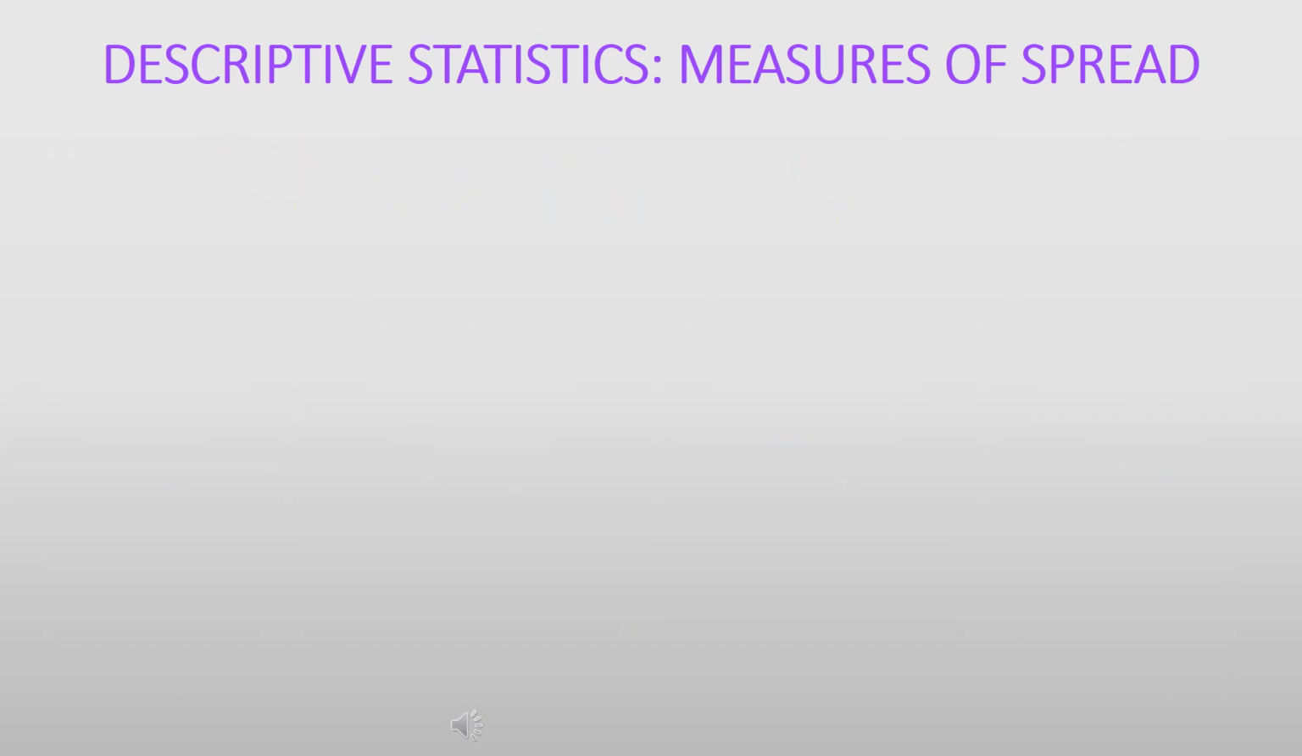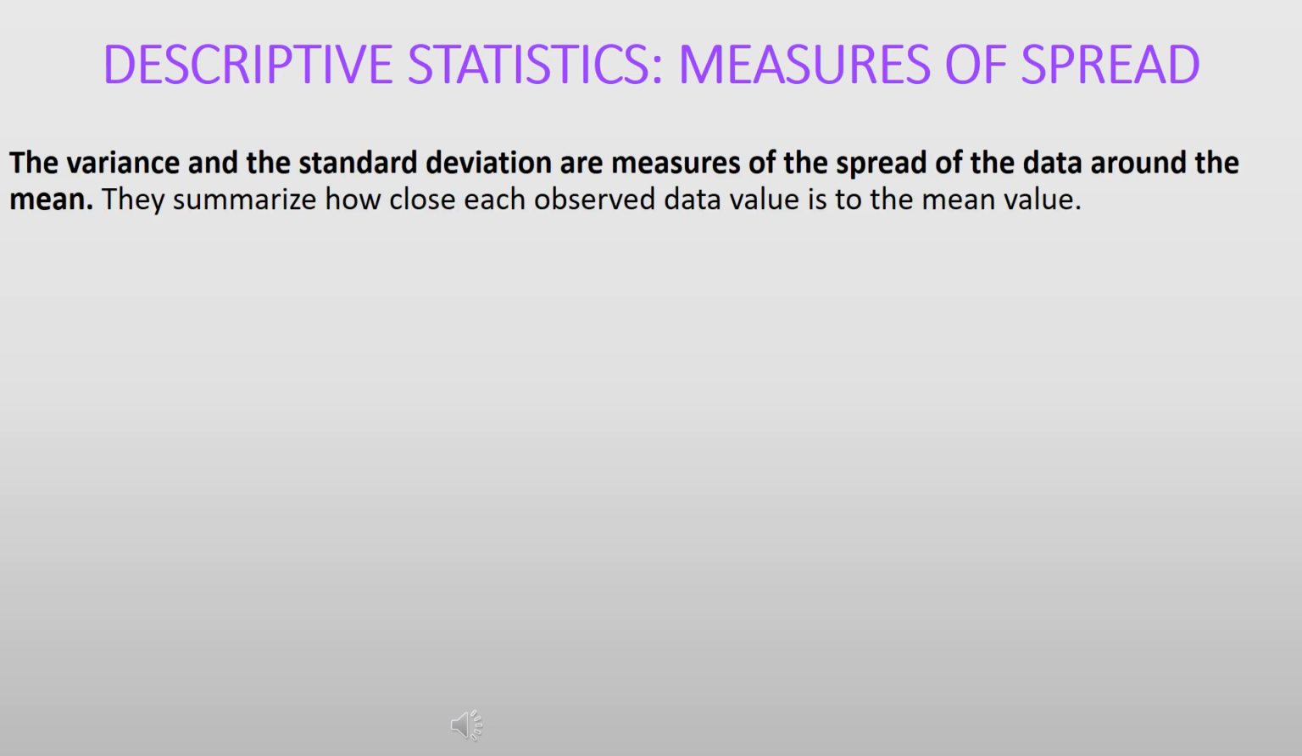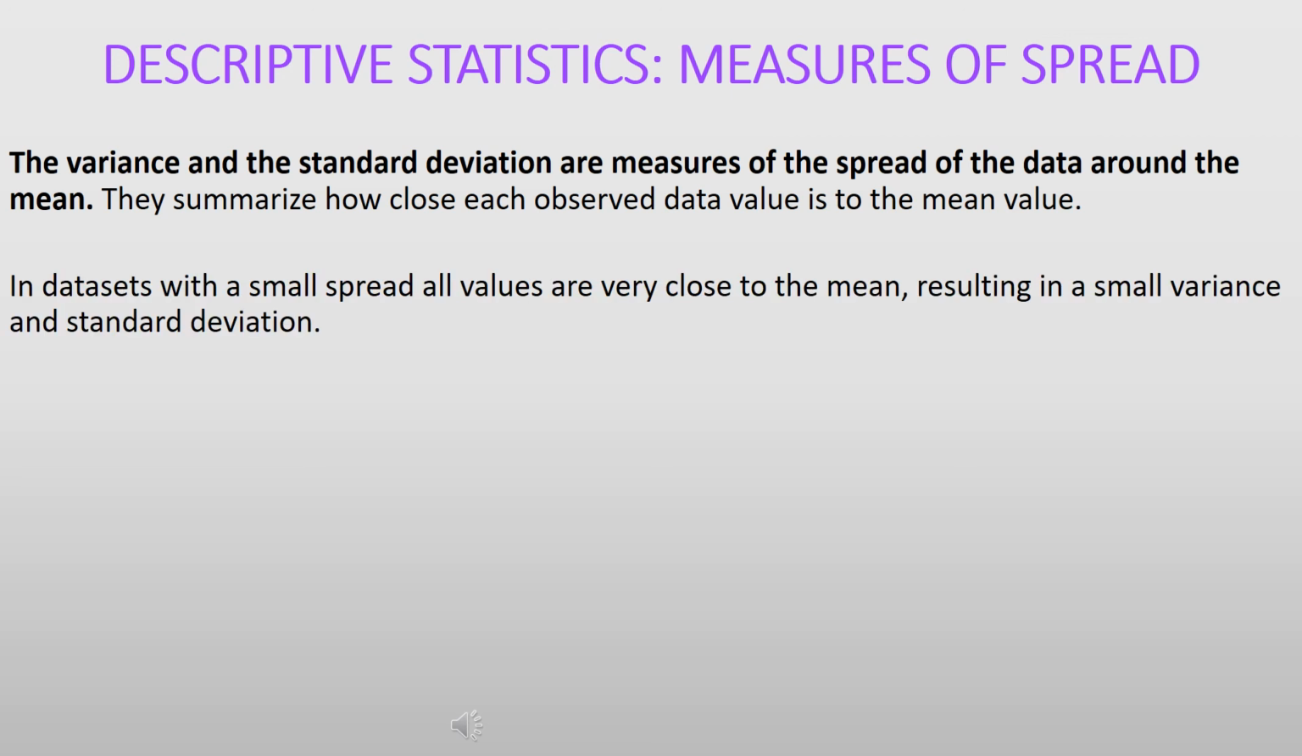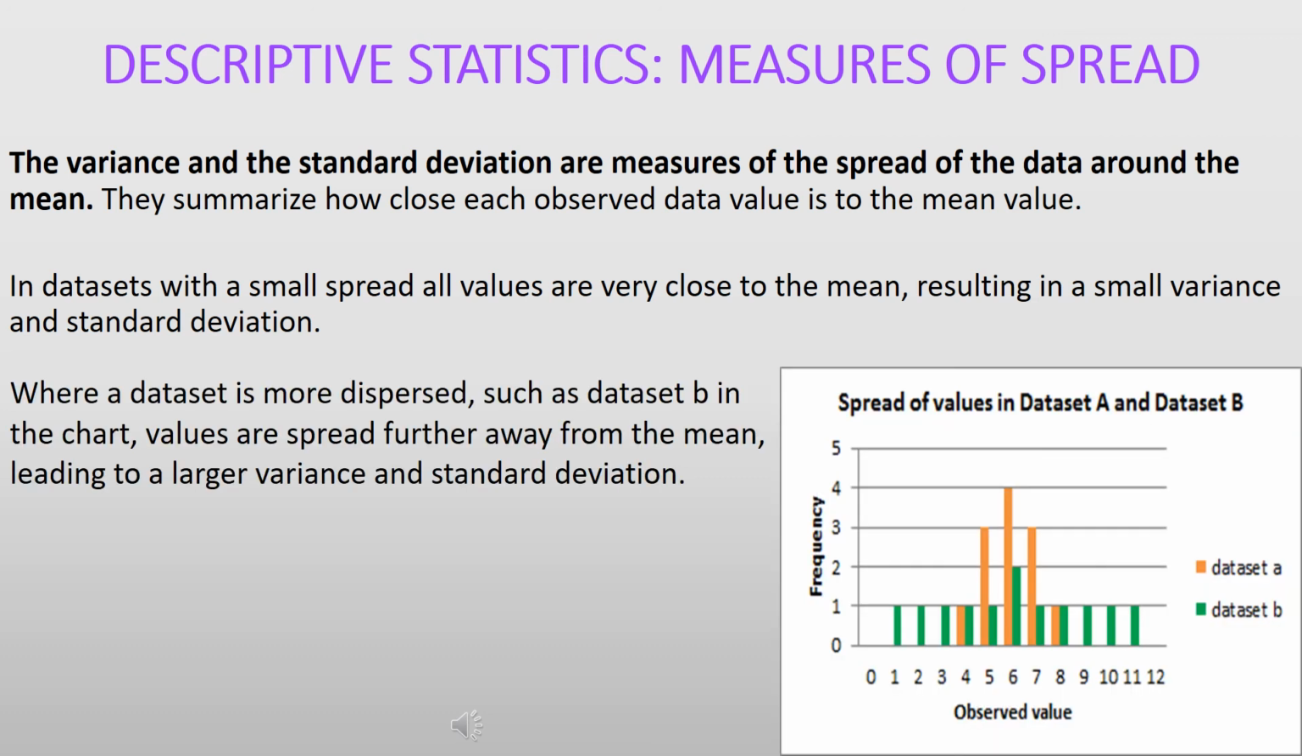The next measures of spread are variance and standard deviation. The variance and the standard deviation are measures of the spread of the data around the mean. They summarize how close each observed data value is to the mean value. In data sets with a small spread, all values are very close to the mean, resulting in a small variance and standard deviation. Where a data set is more dispersed, such as dataset B in the chart, values are spread further away from the mean, leading to a larger variance and standard deviation.